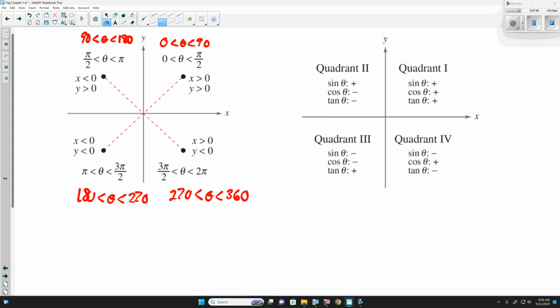And we've already gone through which one's positive and which one's negative with sine, cosine, and tangent. It also holds true with secant, cosecant, and cotangent. Because if sine's positive, cosecant's positive. If cosine's positive, secant's positive. And vice versa.